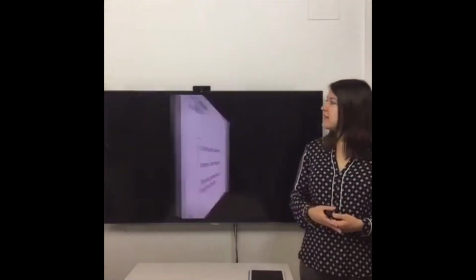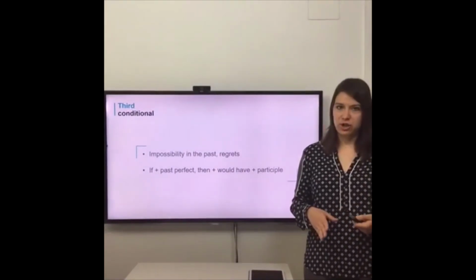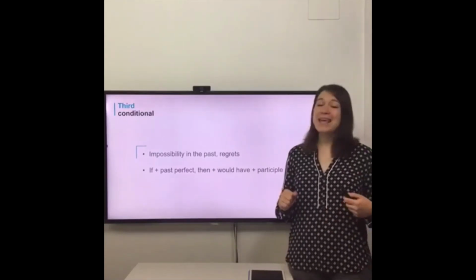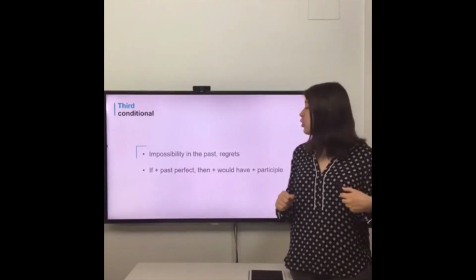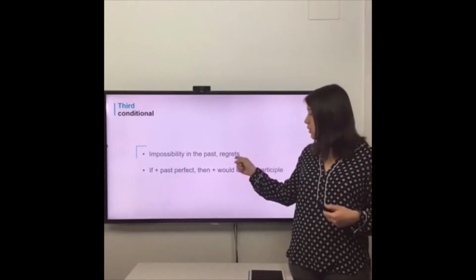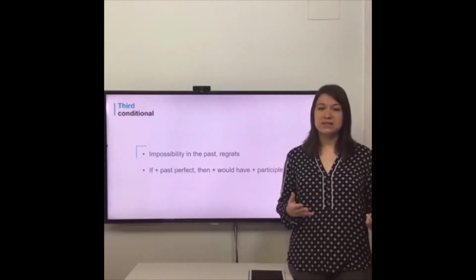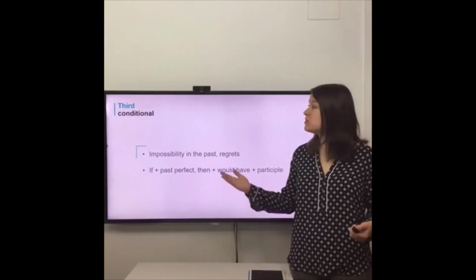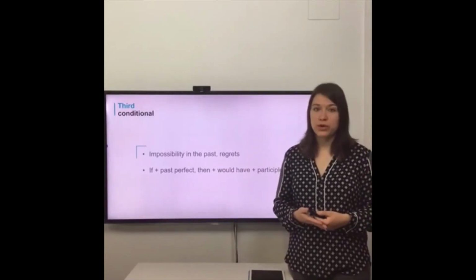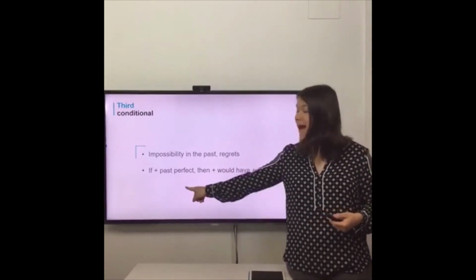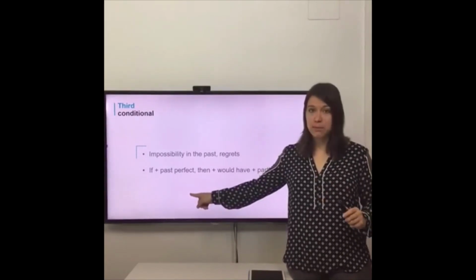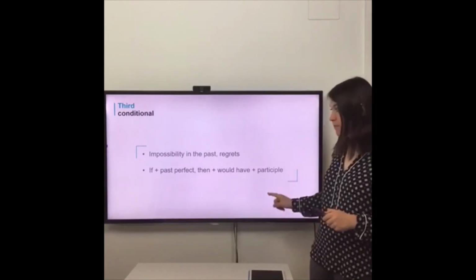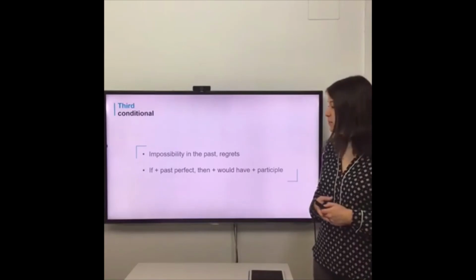Okay, now let's look at the last conditional, the third conditional. This is the most complicated, but we use it to talk about impossibility in the past. We normally use this to express regrets, things that we wish we had done differently in the past, but because we cannot change the past, we use the third conditional. We form the third conditional with if plus past perfect, so had plus the participle, then would have plus the participle again. Let's look at some examples so it's a bit more clear.